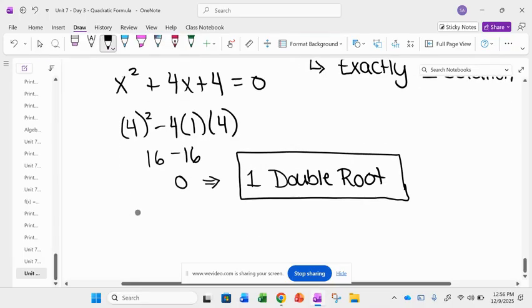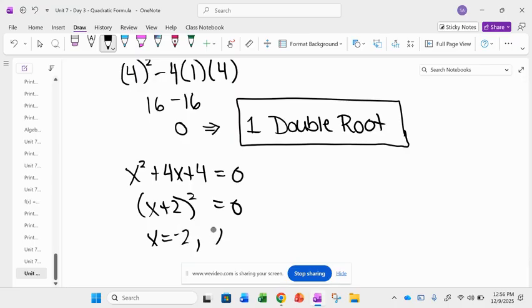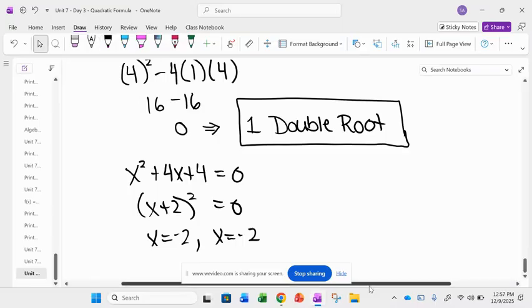Well, let's look at when we factor this. If I have x squared plus 4x plus 4 equals 0, and I were to factor this, wouldn't this be x plus 2 quantity squared? Which means x will equal -2, and then x will equal -2 again. So technically, how many solutions do I have written down here? 2, but isn't it the same number? Right, this is why we call it a double root. It's one number counting twice, hence the double root name.